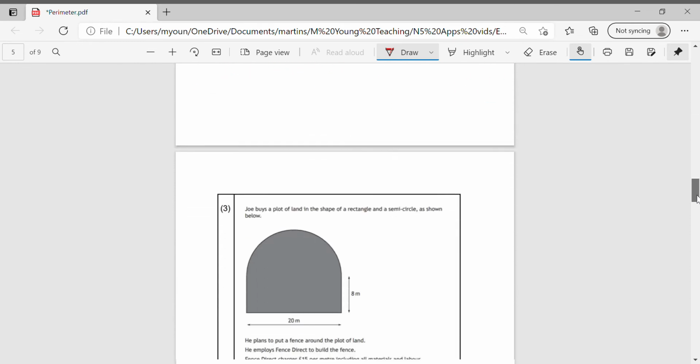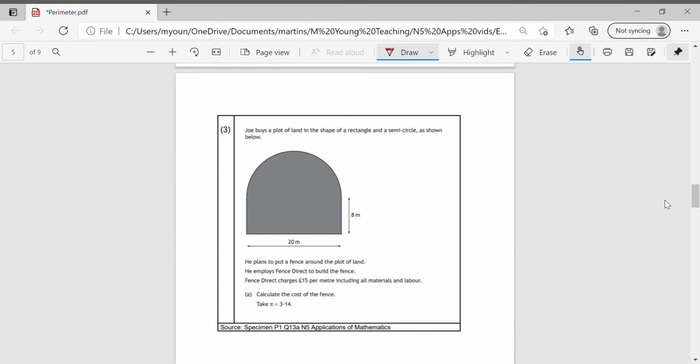And question 3, this is the last question in this part. Joe buys a plot of land in the shape of a rectangle and a semicircle as shown below. He plans to put a fence around this plot of land. He employs Fence Direct to build it. They charge £15 per metre, including all the materials and labour. Calculate the cost of the fence, and we're taking pi is 3.14.